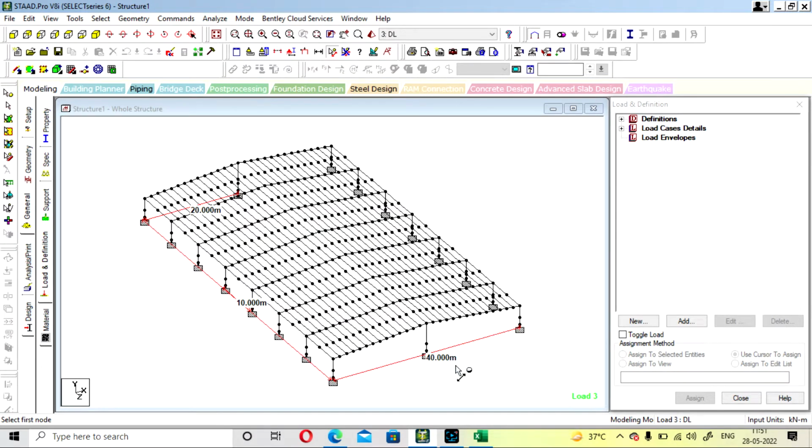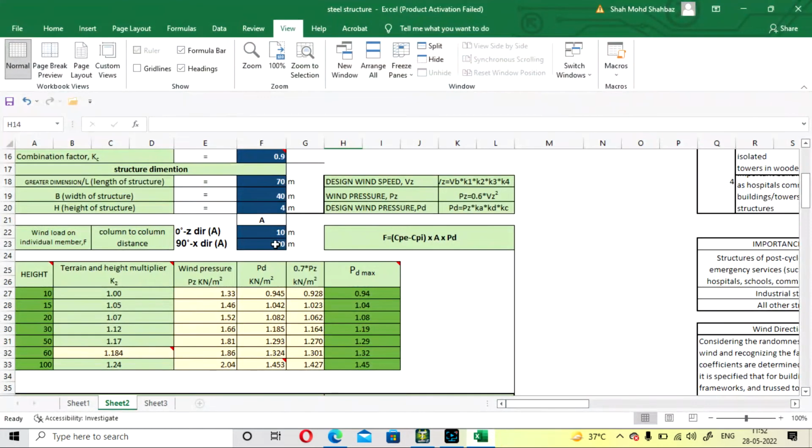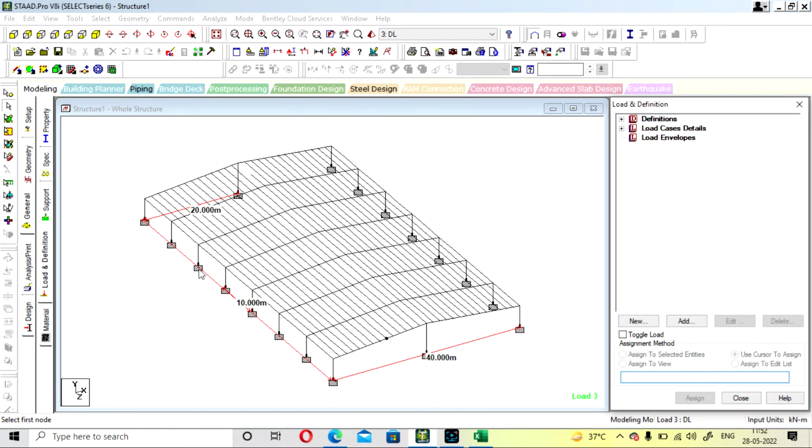I will again repeat: just provide the column distance at equal positions. If you are not going with the four sides at equal positions, just follow the two opposite sides. So this is 0 degree and this will be 180 degrees. Follow the column distance as same. Similarly for 90 and 270 degree. This will be 20 meter. This will help you to calculate the wind load on the individual members, that is, on individual columns.